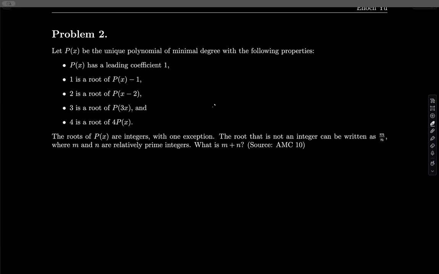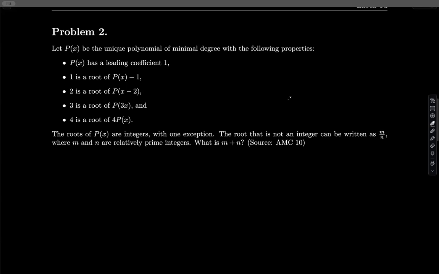Oh, okay. So I think the key to this problem is understanding what the problem maker wants. So let's look at the five conditions first. If one is a root of p of x minus one, it means when we substitute one into this whole polynomial, then we should get zero. So that means p of 1 minus 1 equals 0. So the first thing that we know is that p of 1 is equal to 1.